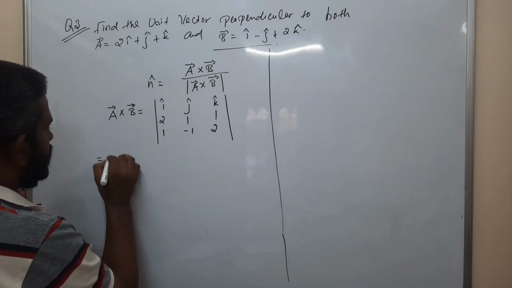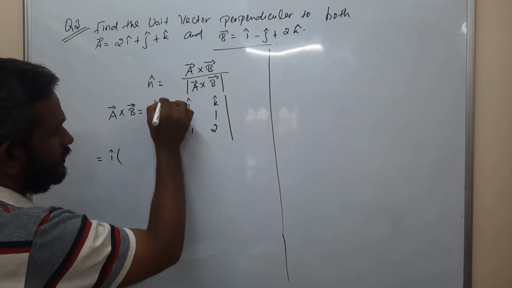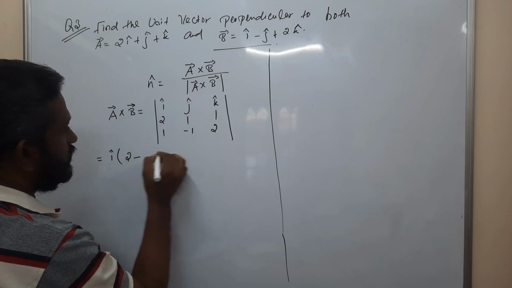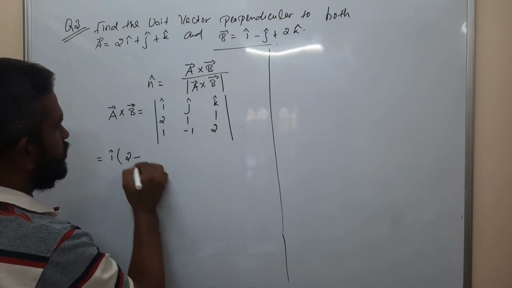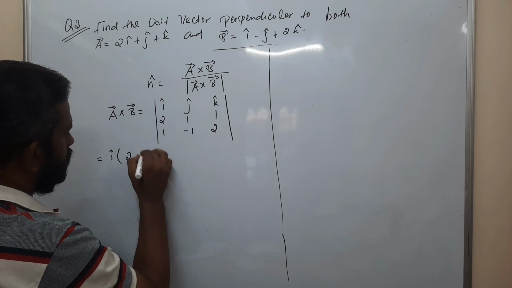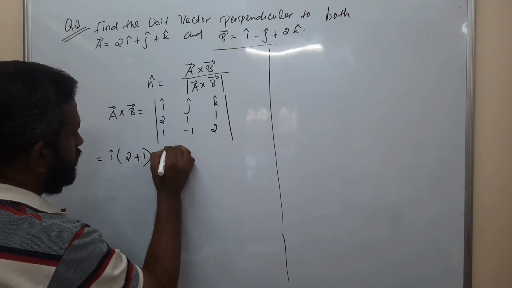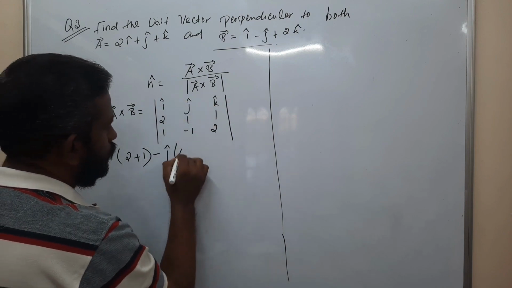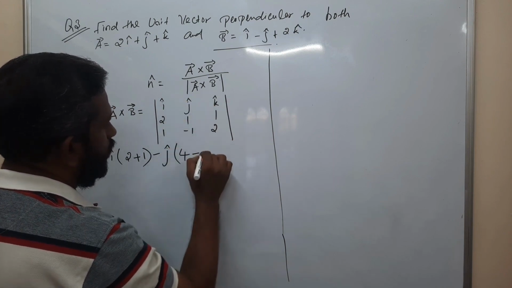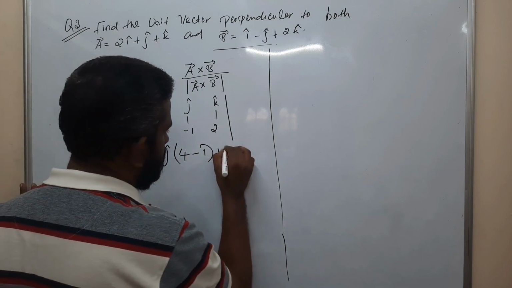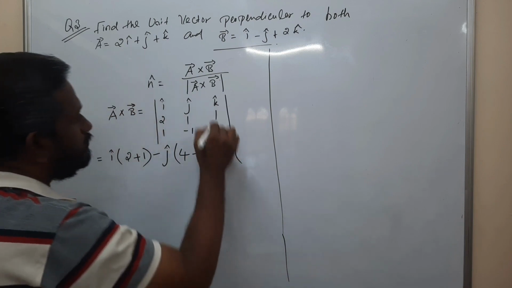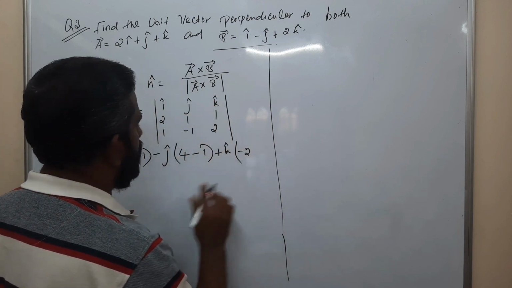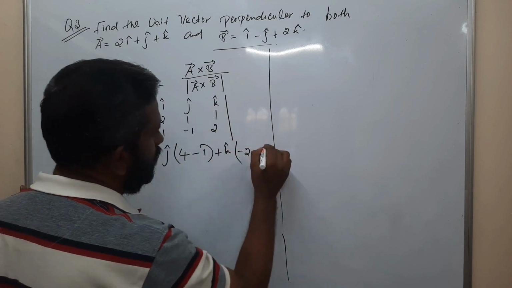That's equal to i cap into, so cut this column, this row: 1 into 2, 2, minus 1 into minus 1, minus minus plus 1 into 1, minus j cap into, cut this column and this row: 2 into 2, 4, minus 1 into 1, 1, plus k cap into, cut this column, this row: 2 into minus 1, minus 2, minus 1 into 1.